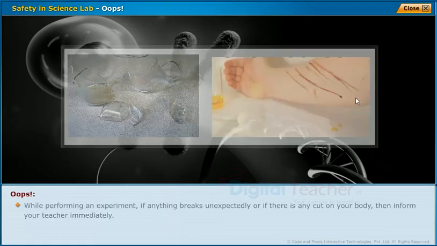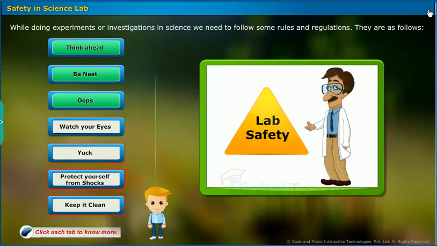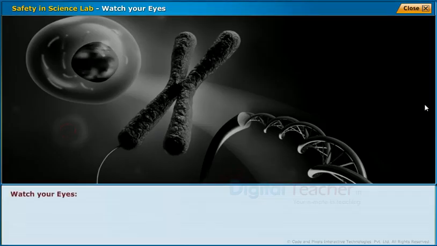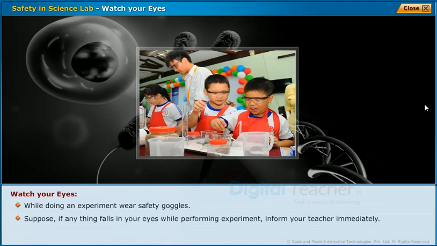Oops. While performing an experiment, if anything breaks unexpectedly or if there is any cut on your body, then inform your teacher immediately. Watch your eyes. While doing an experiment, wear safety goggles. Suppose, if anything falls in your eyes while performing an experiment, inform your teacher immediately.